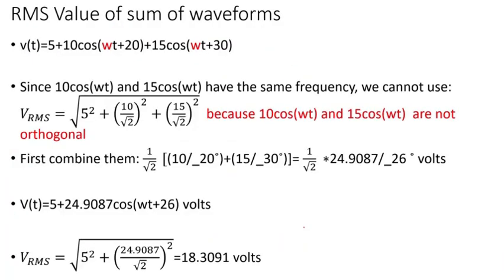Now let's take the same voltage, except I changed the 15 cosine to have the same frequency as the 10 cosine. In other words, this is omega, this is omega. So cosine, it meets the periodic check. Let's check the orthogonal case.